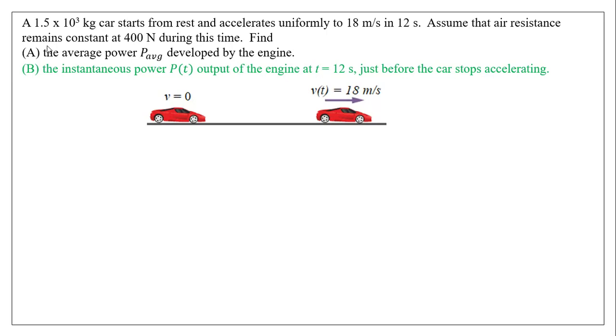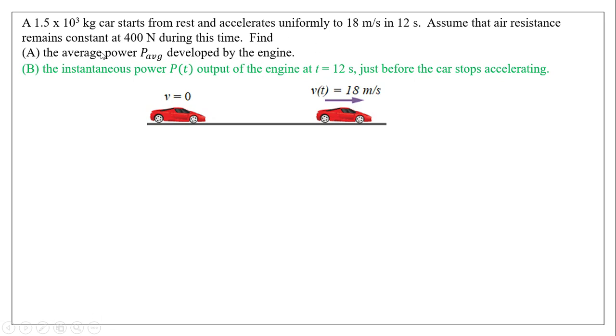So here we have a 1.5 times 10 to the third kilogram car that starts from rest. It accelerates uniformly to 18 meters per second in a time of 12 seconds. It's just assumed that air resistance remains constant at 400 newtons during this time. So for this particular problem, there is air drag that we have to account for.